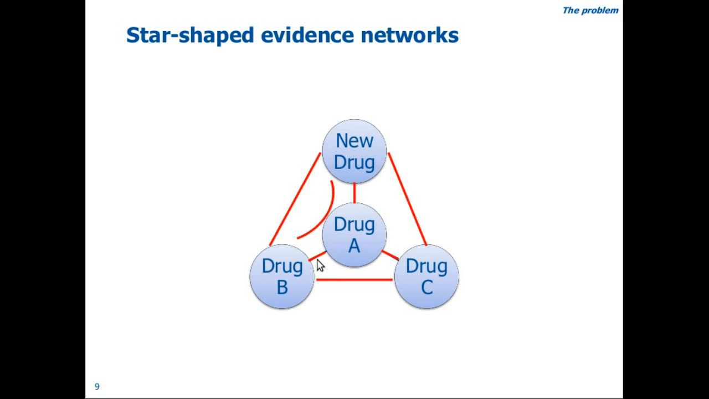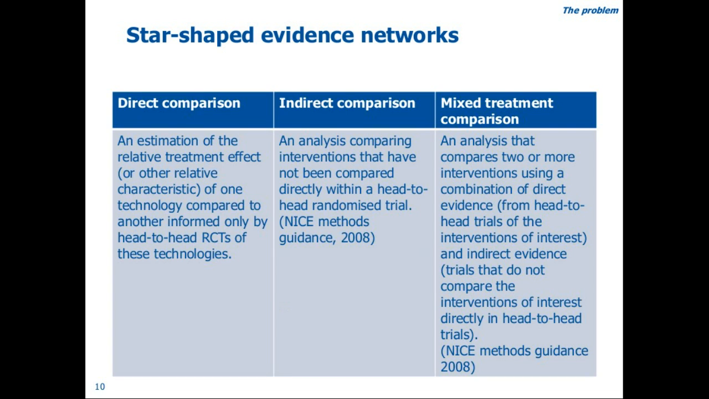So a network meta-analysis takes the data that we have, and then it uses it to produce effect estimates for each treatment relative to each other treatment within that network. So let's summarize that.